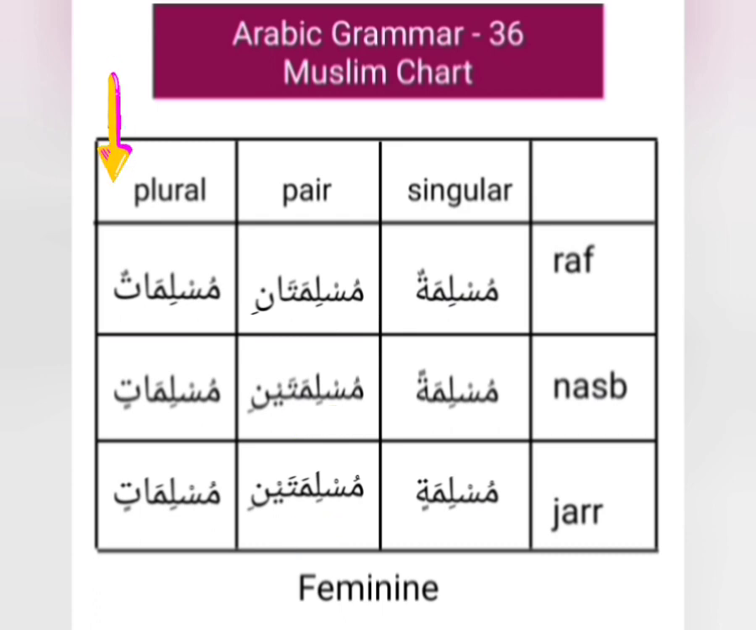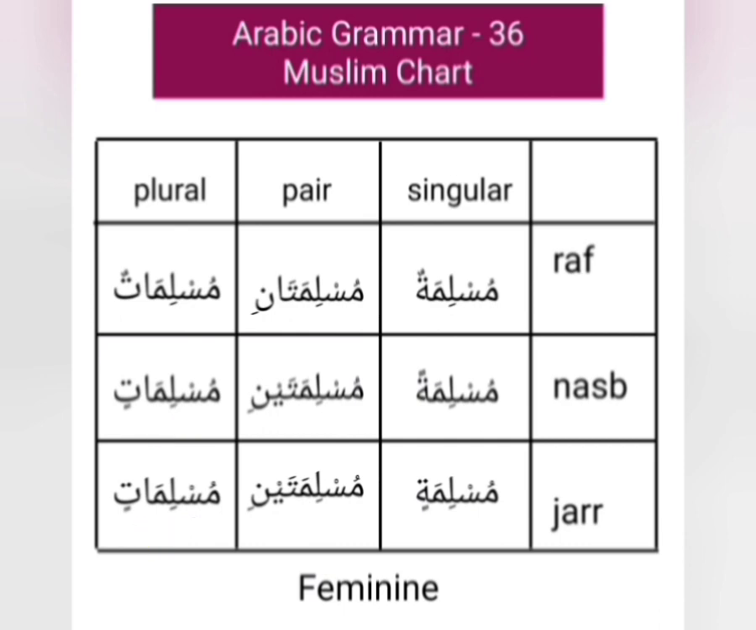The third column is of plural words, and feminine plural words can have 2 types of ending combinations, atun and atin. So the word Muslima can have 2 types of ending combinations, Muslimatun and Muslimatin. The status of the first word Muslimatun is Rafa, while the status of the second word Muslimatin can be Nasab or it can be Jar. So we write this word in both the lines of Nasab and Jar.